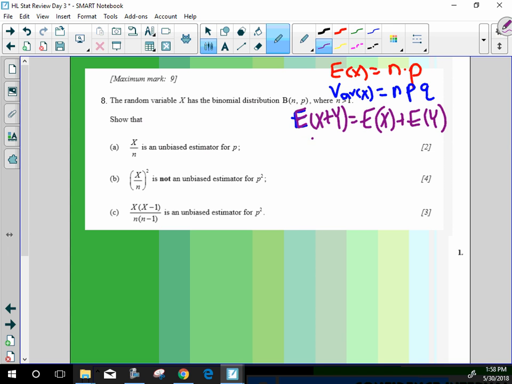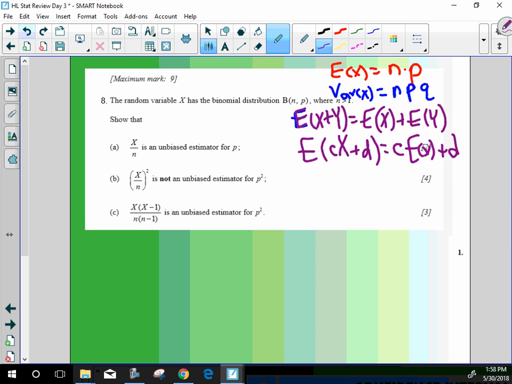We also had the expected value of a linear transformation, CX plus D. Remember that that was C times E of X plus D. Sound familiar? Right? So we're going to use this stuff to figure out what they're asking for here.